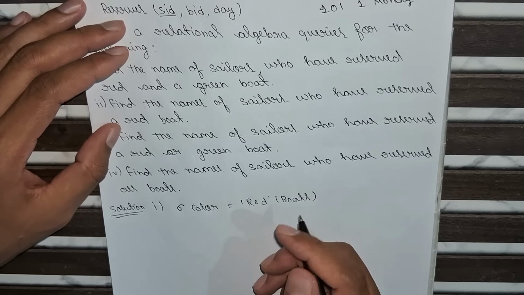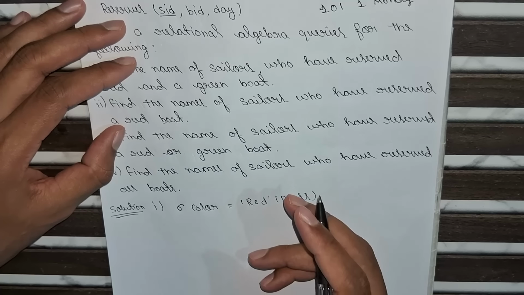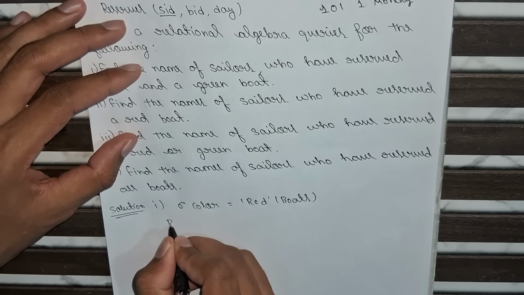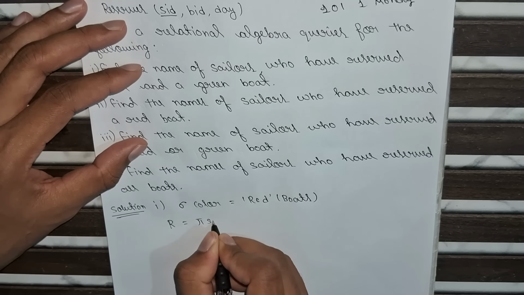Next, we join the results with the reserves table. This tells us which sailors reserved red boats. So how will we represent this? We will write R, which is equal to pi of SID, we will write.